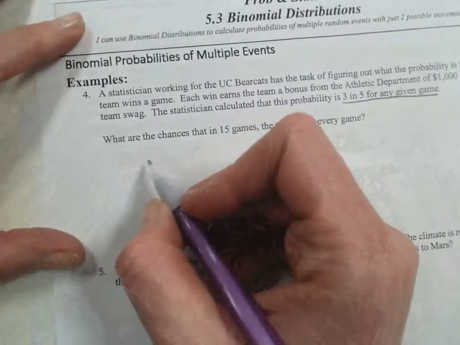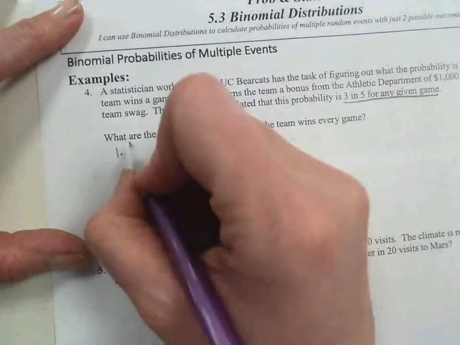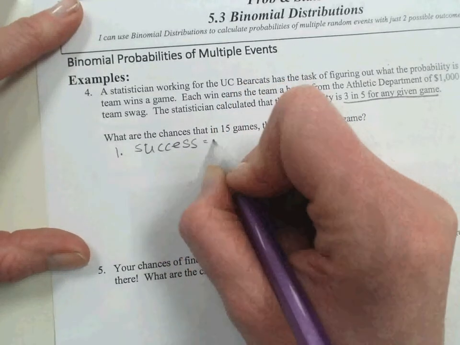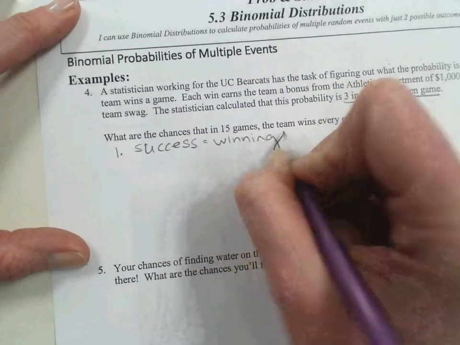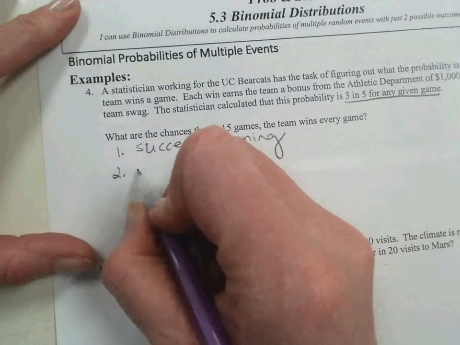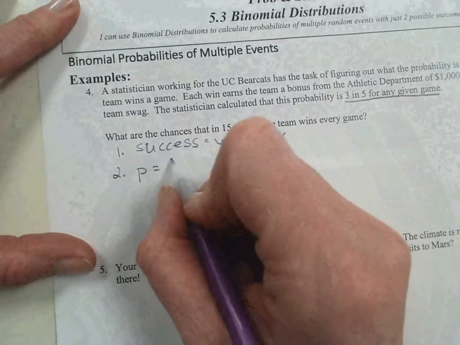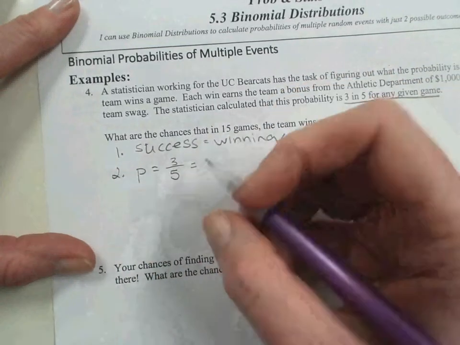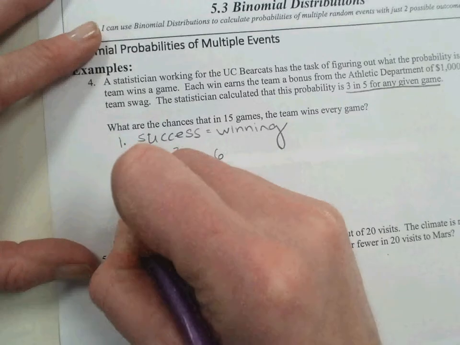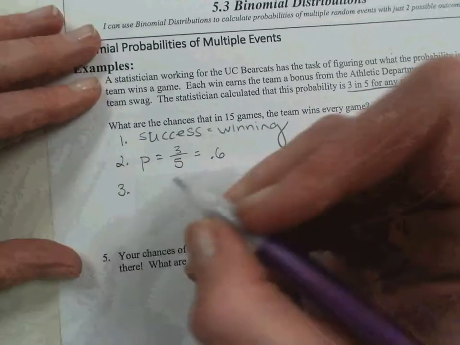Let's see. So we have step 1. Step 1 said identify the success. So success, winning. Step 2 says identify the probability for success. So the probability is 3 out of 5. So that's going to be 0.6. Step 3 says identify the number of Bernoulli trials. How many Bernoulli trials are there? 15?